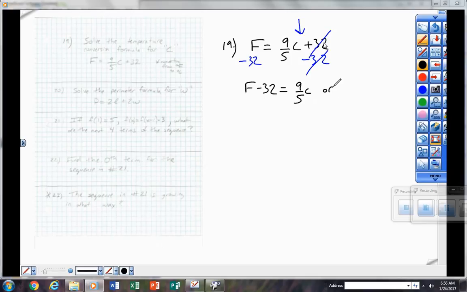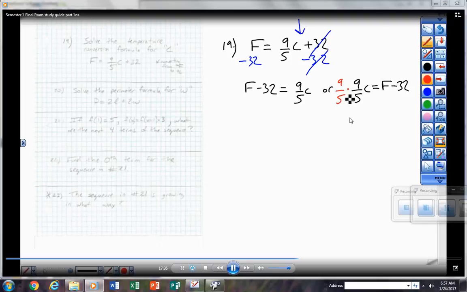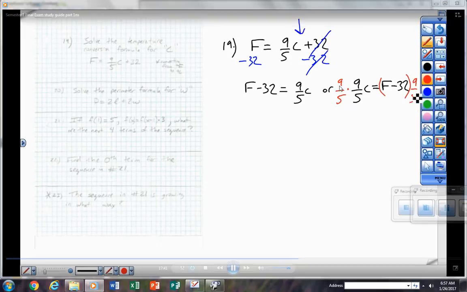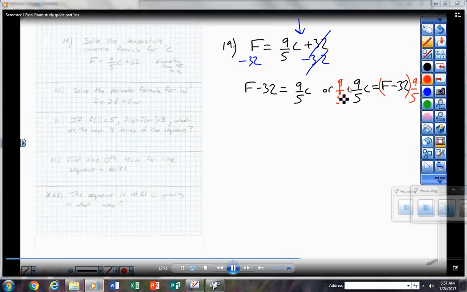Or if I want to flip that around, I could write that as 9/5 C equals F minus 32, if that makes you feel better to solve it like that. Now to get that C by itself, I need to get rid of that 9/5 term. So I'm going to multiply by the reciprocal. So the reciprocal of 9/5 is 5 over 9. So I improperly write that as 9/5. So I will go back and fix that. So again, multiply by the reciprocal, not by the same fraction.